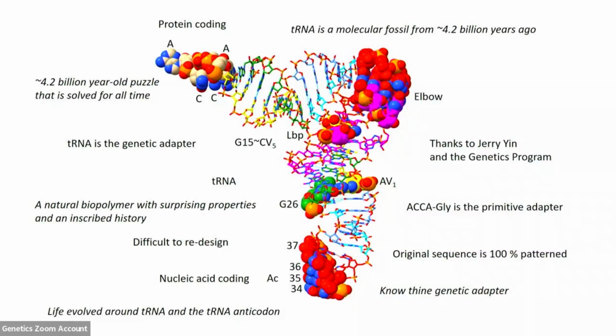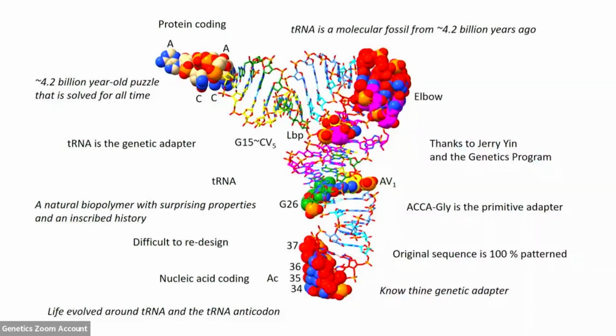This is the tRNA molecule, and I'm not sure it's well described in textbooks and in the literature to an extent. tRNA is a molecular fossil from 4.2 billion years ago. And what I'm going to show you is about a 4.2 billion year old puzzle that's solved for all time. So it was a surprise to me that this puzzle was as easy as it was to solve. And I'll try to convey that in the seminar.